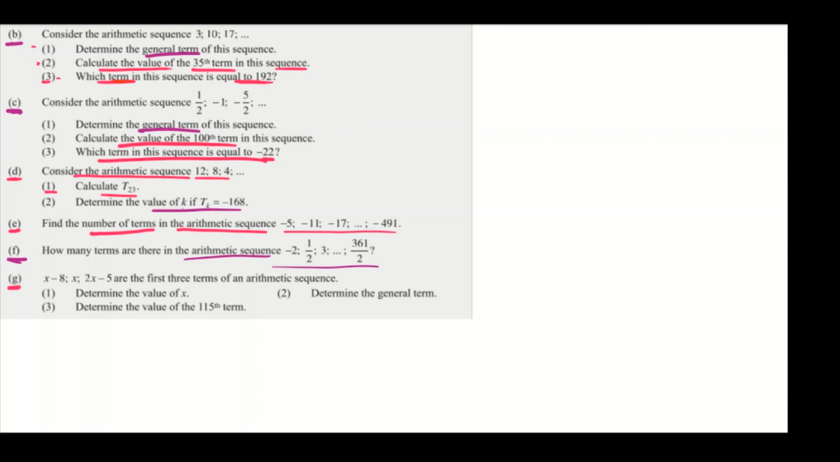So now I'm going to do G. Given the sequence here, which I'm told are the first three terms of an arithmetic sequence, the first part of the question has to find the value of x, right? So I'm having x minus 8, which is the first term, x and 2x minus 5, right? And I'm told that this is an arithmetic sequence, and the first part of the question I need to determine x, right?